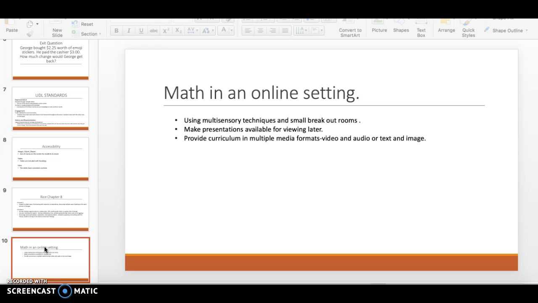And then providing curriculum in multimedia formats: videos, audio, text, and images. So again, I think this one is important because math is something that can be a little bit tricky, and I think that students need to see it in different ways. So they can't just see it in written form. Sometimes it's helpful to see videos, it's helpful to see pictures, the manipulatives. So I think that's definitely a useful tip.